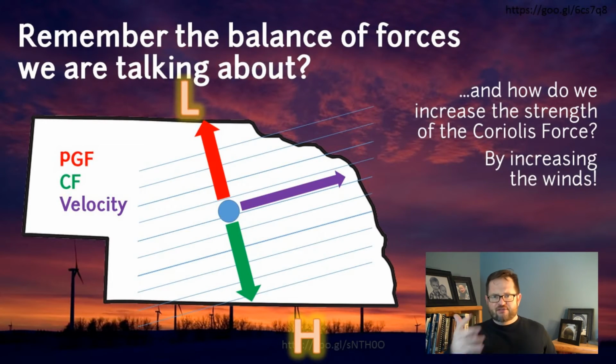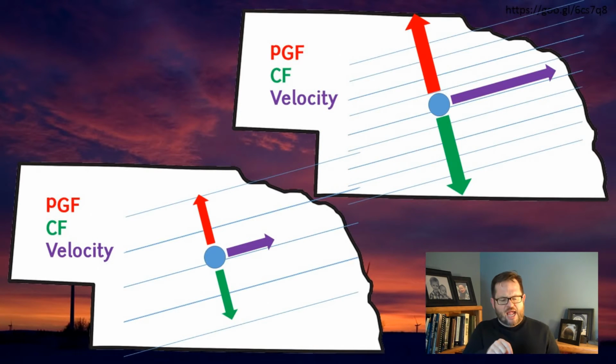Now, the mathematics and the physics of actually deriving why that has to be, that's not what this class is about. I just want you to see this pattern here. See how when the isobars were far apart, the wind was slow, and when the isobars are close together, the wind was stronger, like up there in the top right corner?